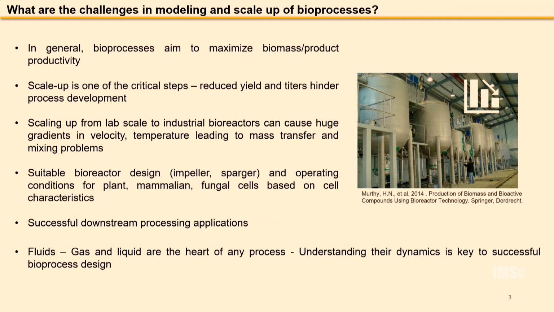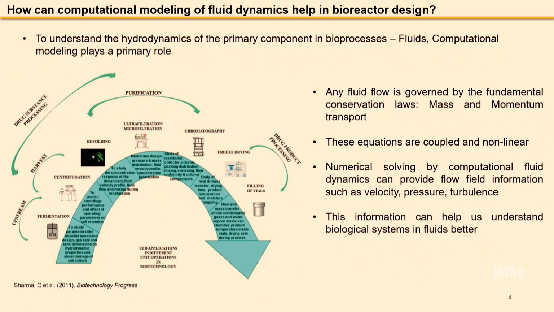That is one aspect. And secondly, with respect to specific cell cultures like plant, mammalian and fungal cell cultures, depending on the cell characteristics, it is important to design the bioreactors with respect to the impeller, sparger or the type of bioreactor. And also with respect to the downstream processing applications, it is important to understand the different aspects so as to have a successful bioprocess design. In all this, fluids, which is nothing but the gas and liquid, are actually the heart of the bioprocess. So how can computational modeling of the fluid help in having a better bioprocess design?